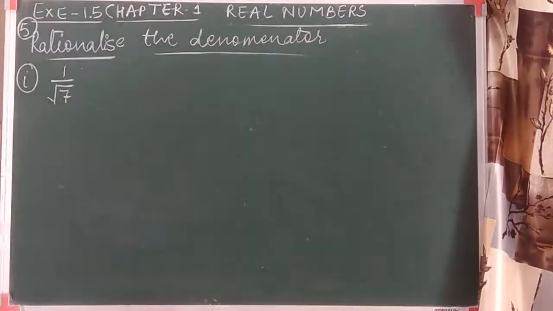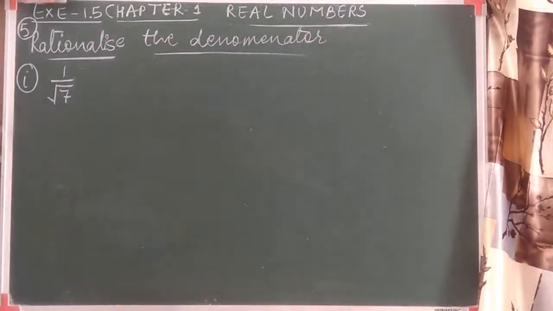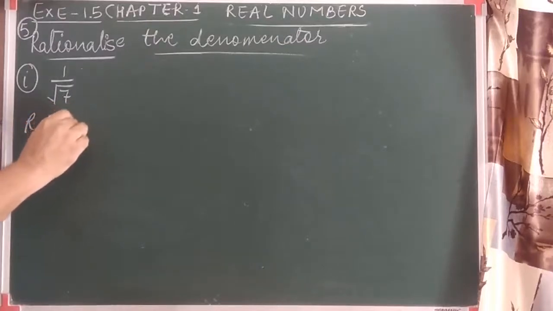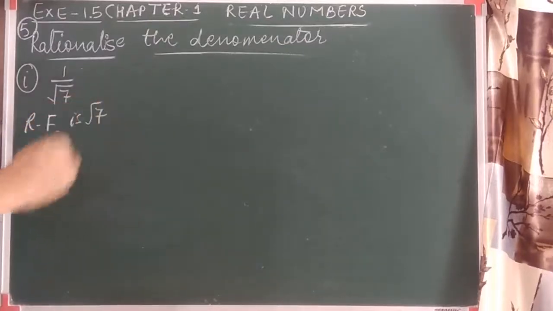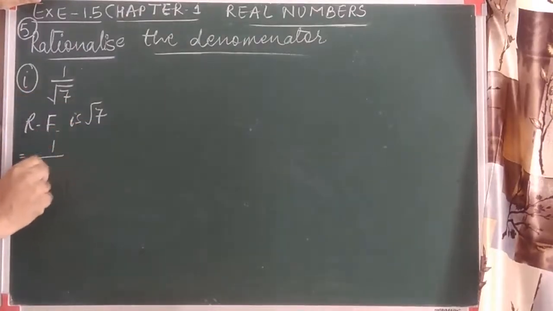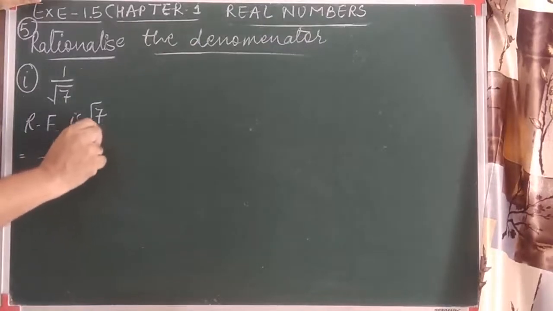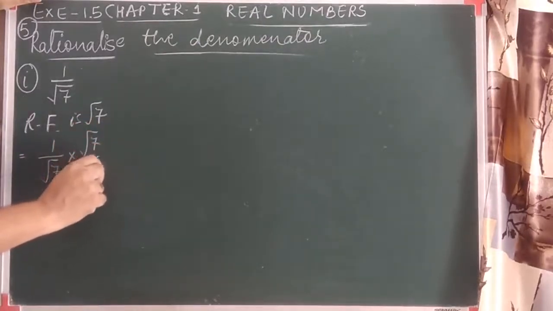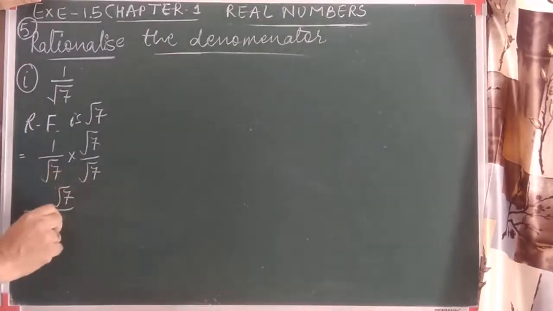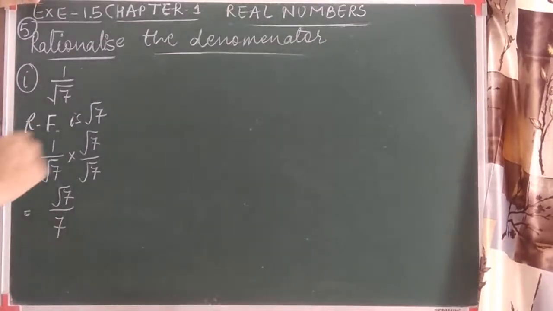Let's see the fifth question of exercise 1.5. In this question, we have to rationalize the denominator. So again you can see that it is only one term. So we have to write the rationalizing factor of the given term, and the rationalizing factor is root 7. We know that whenever it is only one term, the same term should be the rationalizing factor, based on what the question is. So I multiply and divide with root 7. So root 7 times root 7 becomes 7. So this is called rationalizing the denominator.